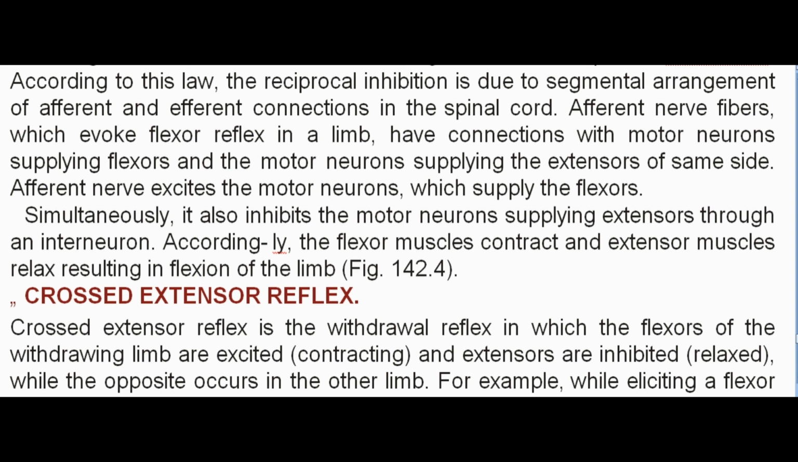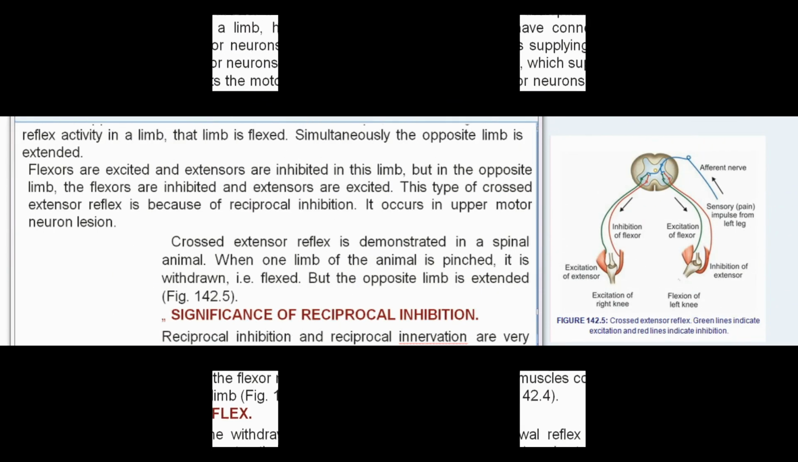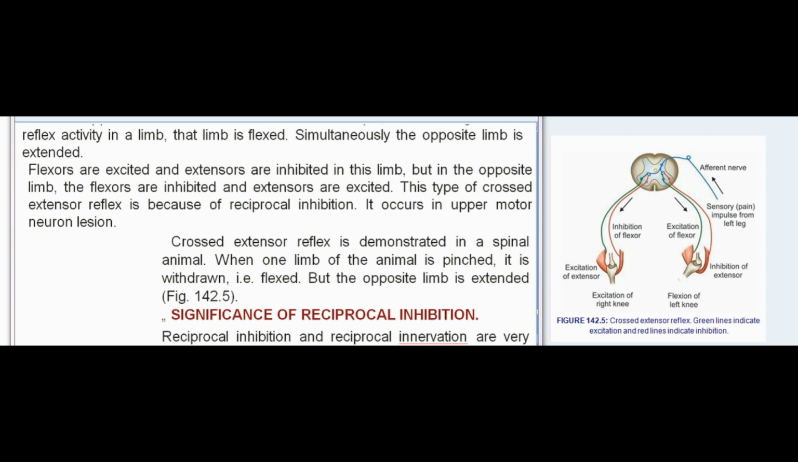Crossed extensor reflex. Crossed extensor reflex is the withdrawal reflex in which the flexors of the withdrawing limb are excited, contracting, and extensors are inhibited, relaxed, while the opposite occurs in the other limb. For example, while eliciting a flexor reflex activity in a limb, that limb is flexed. Simultaneously, the opposite limb is extended. Flexors are excited and extensors are inhibited in this limb, but in the opposite limb, the flexors are inhibited and extensors are excited. This type of crossed extensor reflex is because of reciprocal inhibition. It occurs in upper motor neuron lesion. Crossed extensor reflex is demonstrated in a spinal animal. When one limb of the animal is pinched, it is withdrawn, i.e. flexed. But the opposite limb is extended, Fig 142.5.